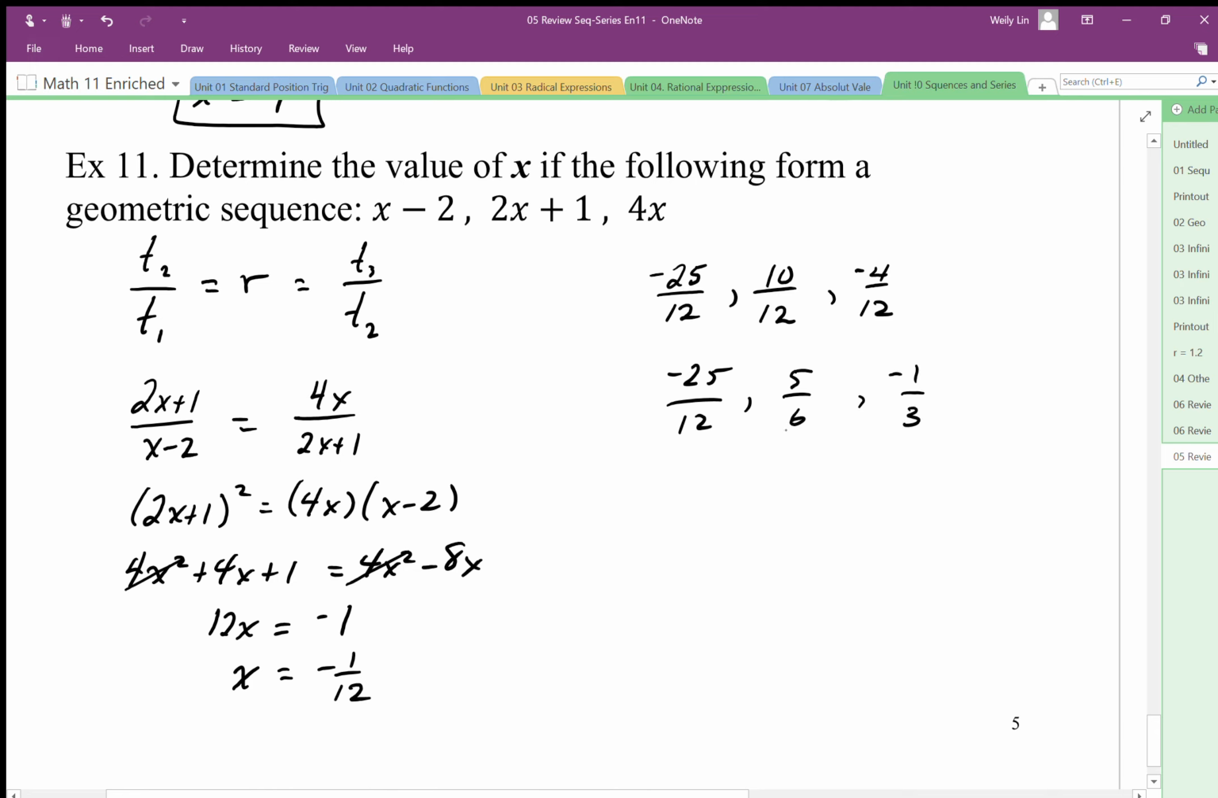So that's going to be divide by 2, divide by 2, divide by 5, divide by 5. Yeah, it looks like it's a geometric progression where the multiplier is negative 2 over 5. I got that backwards, it should be negative 2 over 5, and that will give me this progression. So this is in fact a geometric sequence which follows these terms here when I solve for x as negative 1 over 12.